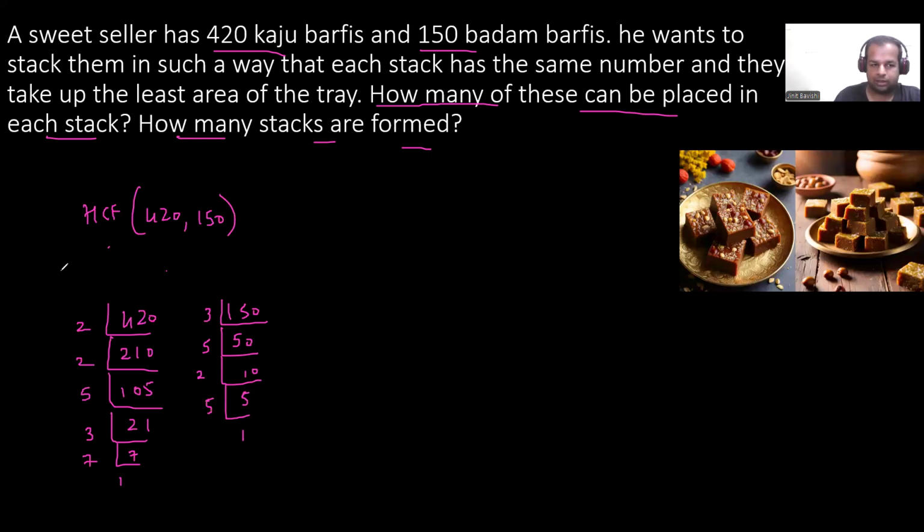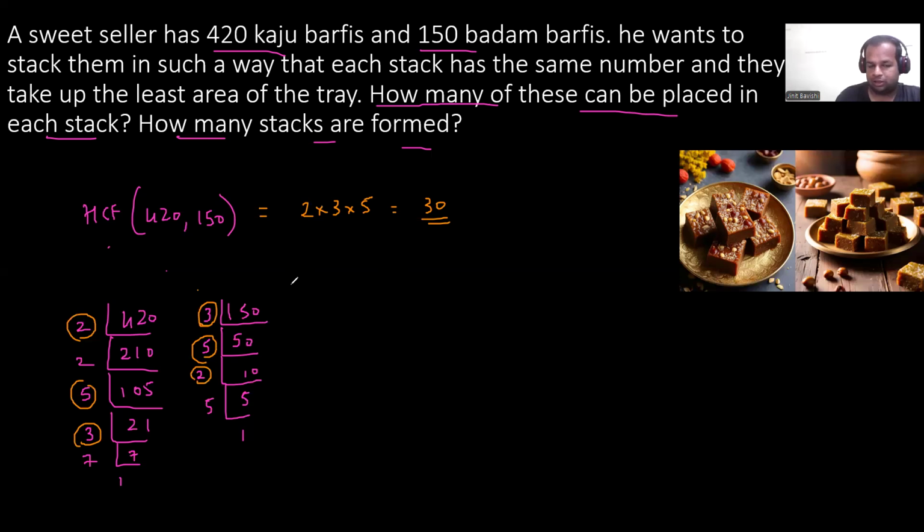These are the factors. Now we try to figure out any common factors. There's 2, which is common in both. There's 5 and 5, also common. And then there's 3 and 3, also common. Is there anything else common? No. So the HCF of theirs is 2 into 3 into 5. 2 threes are 6, 6 fives are 30. So we can put 30 sweets in each stack.